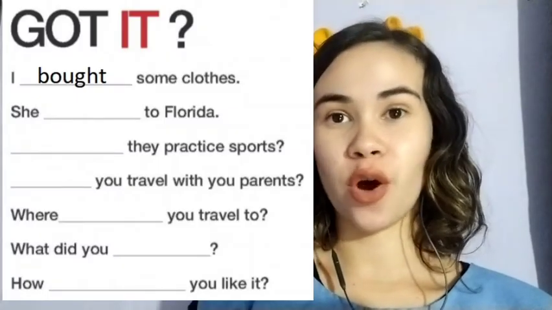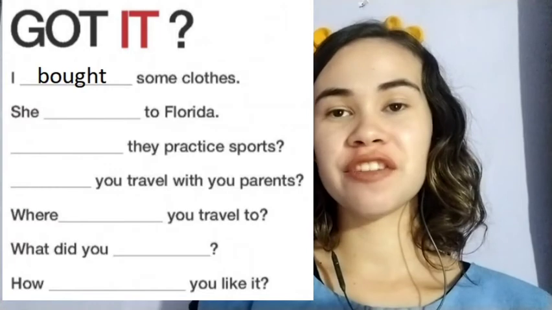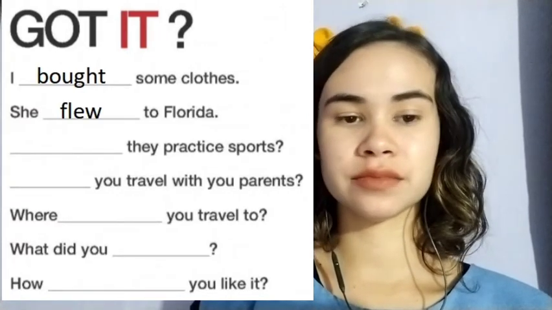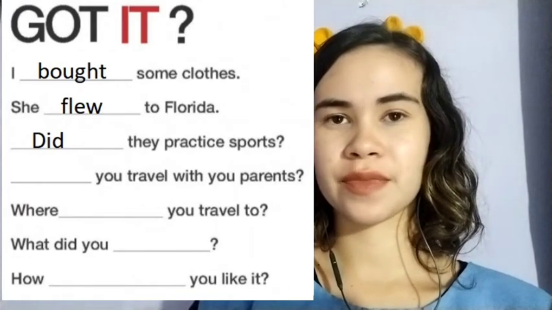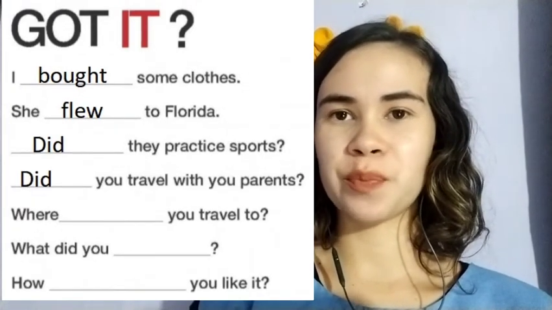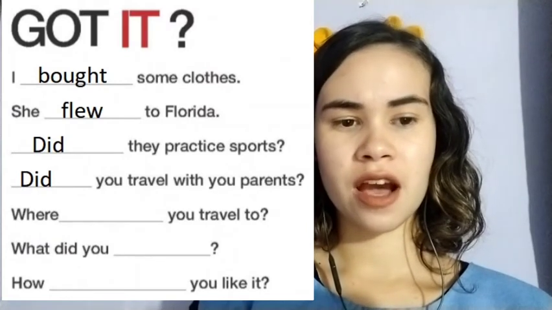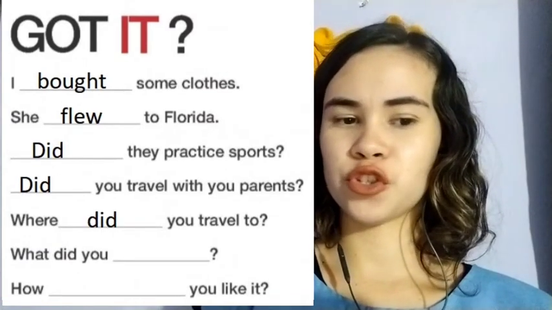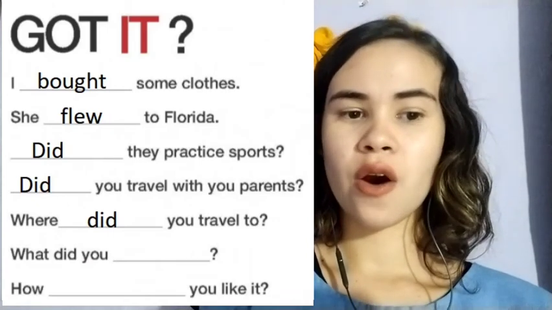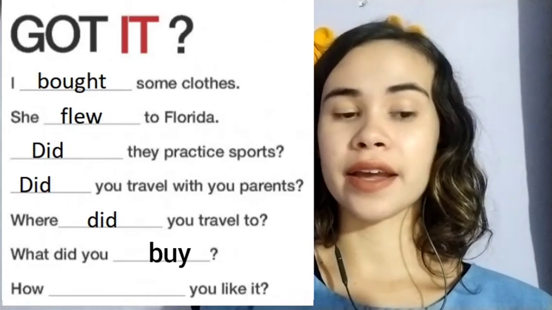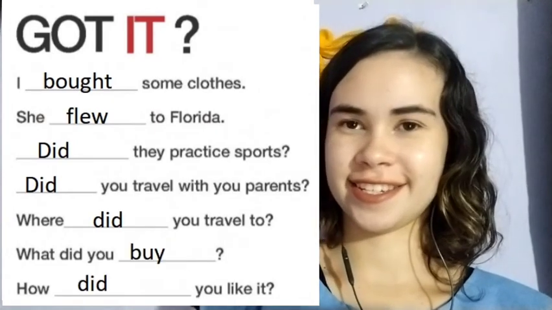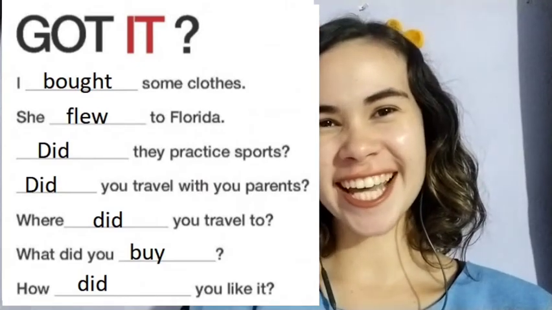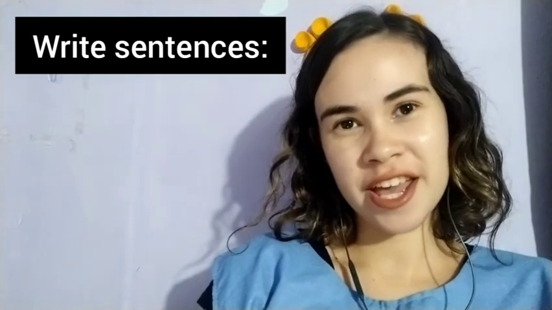I bought some clothes. She flew to Florida. Did they practice sports? Did you travel with your parents? Where did you travel to? What did you buy? How did you like it? Really good! Now for homework, you need to write some sentences, okay?